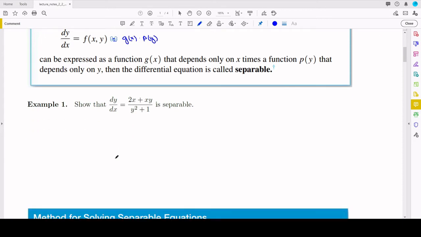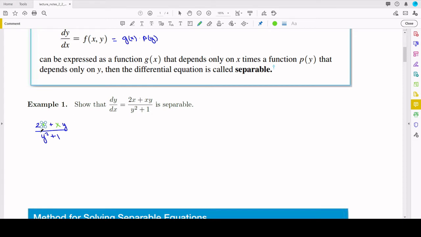So let's do a quick example where we show that dy/dx = (2x + xy)/(y² + 1) is separable. So we need to look at this right-hand side, and what we can see here is 2 times x plus x times y, over y squared plus 1. So I'm putting x in green here.